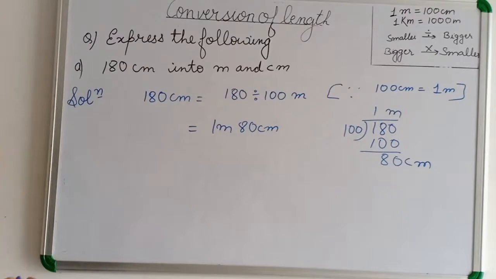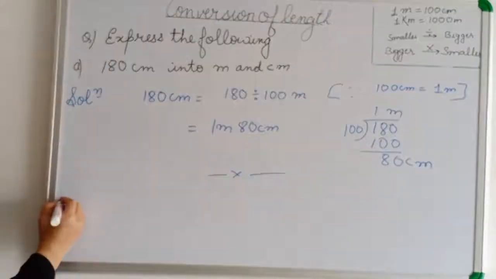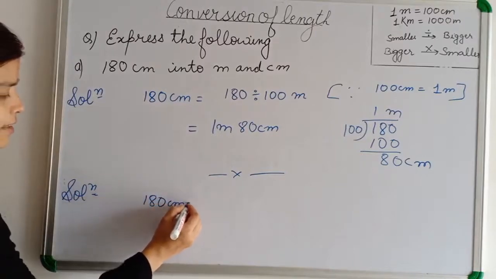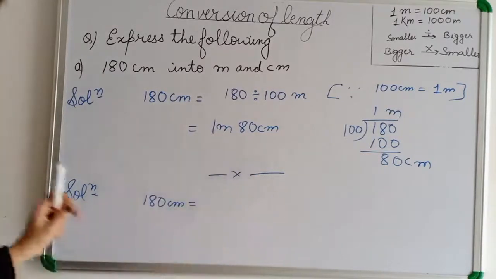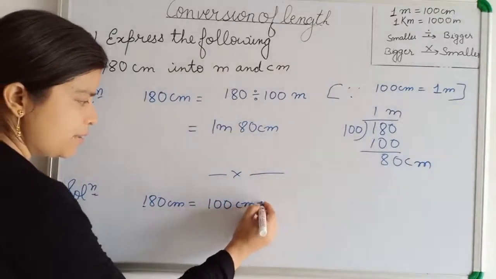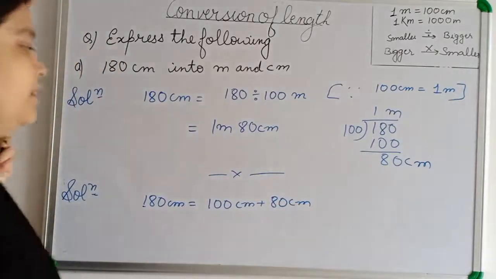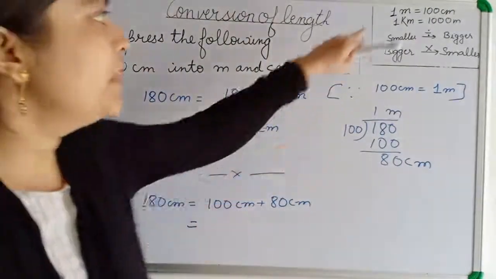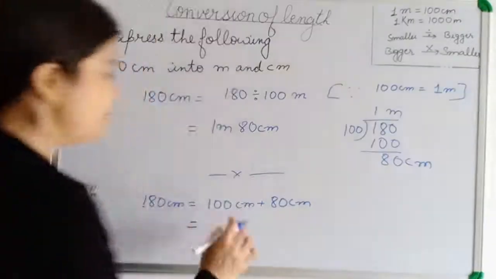Now in the second way, how are we solving it? The same question we will solve by another way. You will write this number in expanded form, hundreds, tens and ones together. So we can write 100 centimeter plus 80 centimeter. We can write it, right? Now, this 100 centimeter we can write as 1 meter because 100 centimeter is equal to 1 meter.